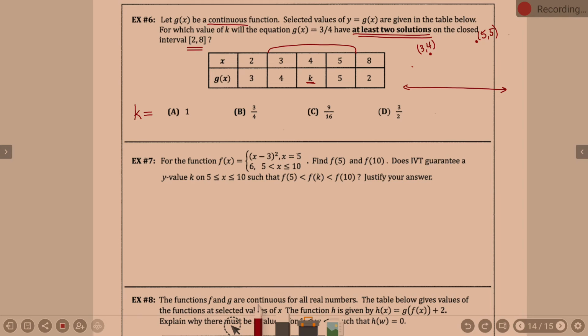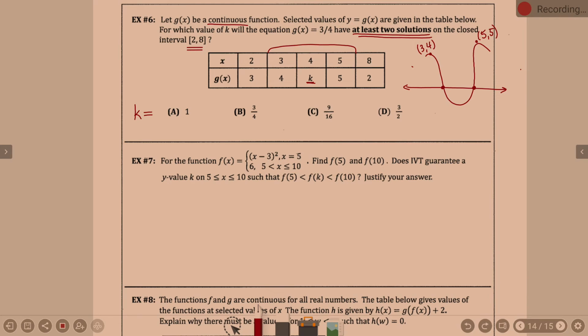But what's the graph going to have to do if there's two solutions? Dip down and go back up. It's going to have to dip down and go back up. We don't know exactly what it's doing, but it's going to have to dip down and go back up, isn't it, to be able to have two solutions. Valid point here? Okay.